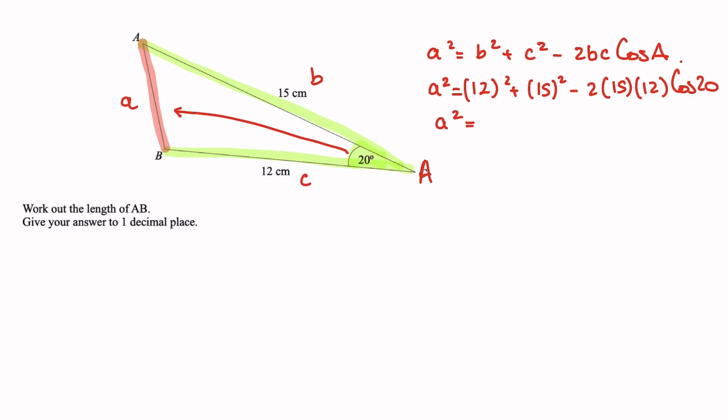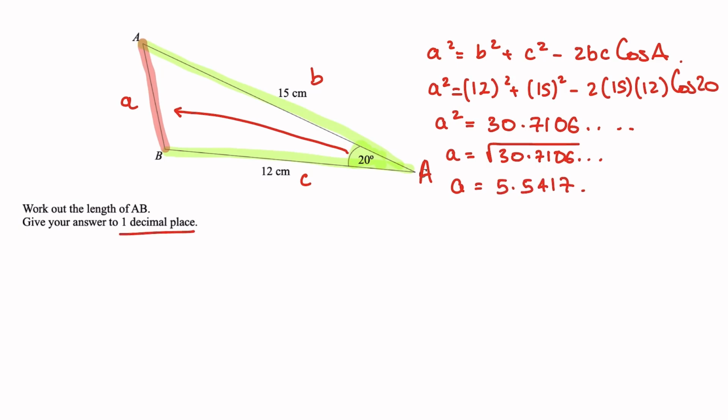So if I put this in a calculator, a squared is equivalent to 30.7106 dot dot, giving my value of a as the square root of 30.7106 dot dot, giving us the value of a as 5.5417. In this case, the question is telling me to give an answer to one decimal place, so therefore that will be 5.5. The number after the first decimal place is below 5, and therefore I can round it down to 5.5, making sure that I specify that it is to one decimal place.